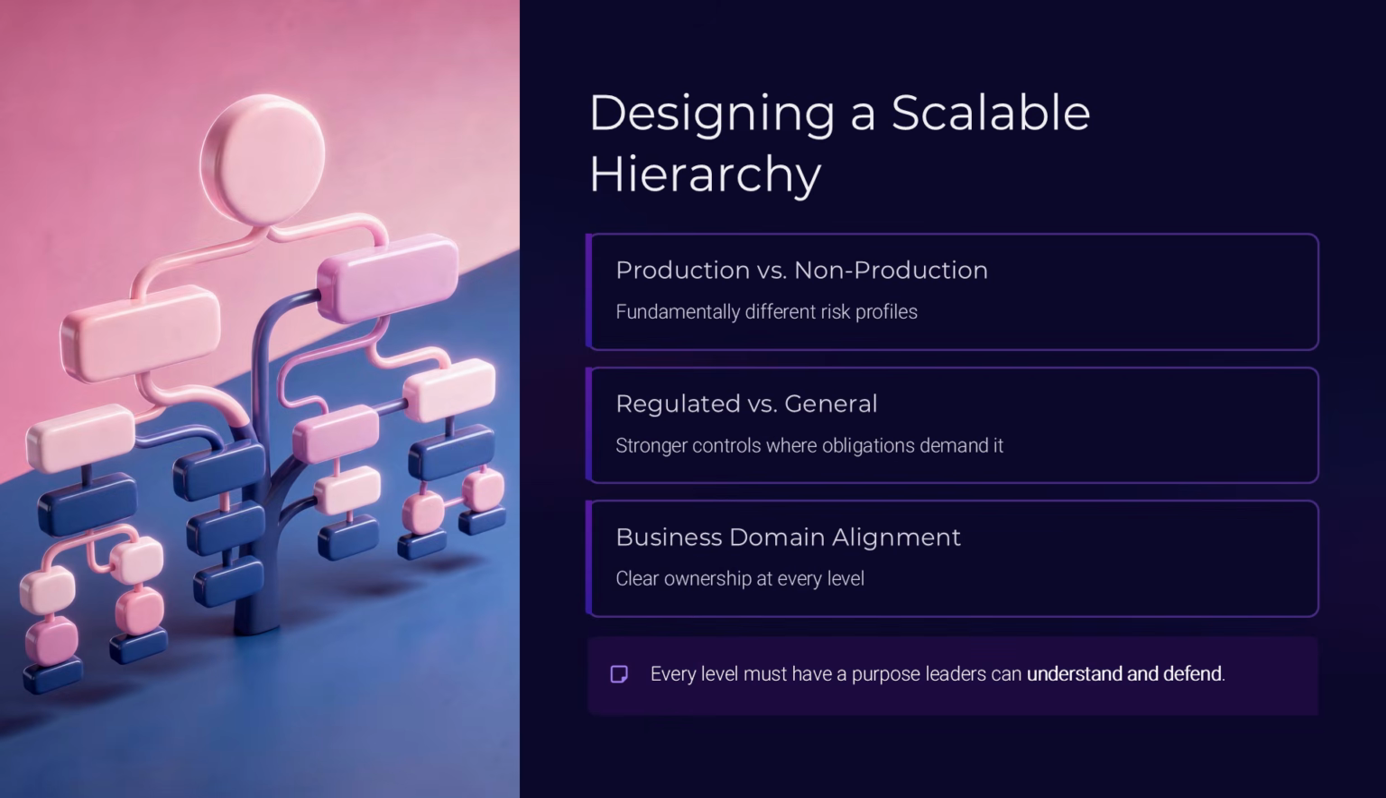With management groups defined, you now design the hierarchy based on how your organization actually operates. You usually separate production and non-production because the risk profile is fundamentally different. You may separate regulated workloads from general corporate workloads because regulatory obligations demand stronger controls. You may align lower layers to business domains so ownership and accountability are clear. Your goal is not to create a complex hierarchy. Your goal is to create a hierarchy where every level has a purpose that leaders can understand and defend.